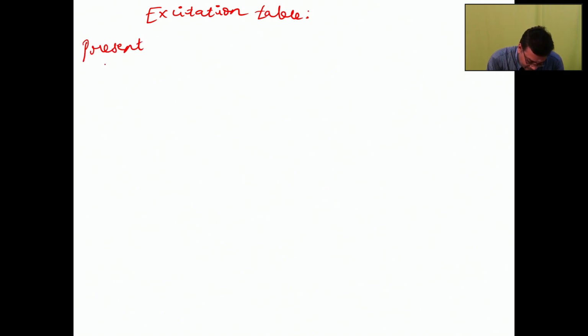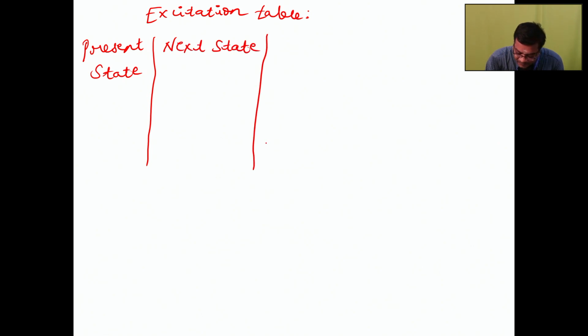So next we are going to derive the excitation table. For the excitation table we are going to consider the present state, next state, and flip-flop inputs. Flip-flop inputs are nothing but R and S.